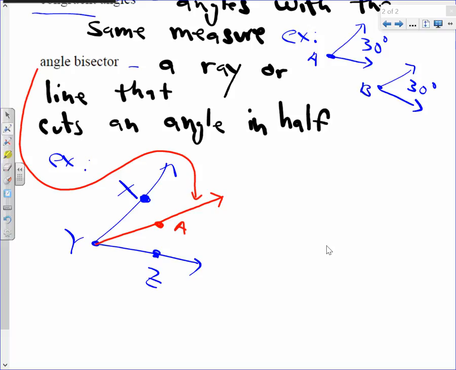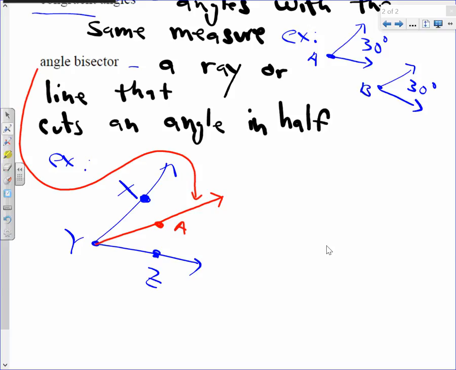Complementary is when they add up to be 90 degrees. Supplementary is when they add up to 180. We're going to get into that after the break too. So, ray YA chopped angle XYZ right in half.